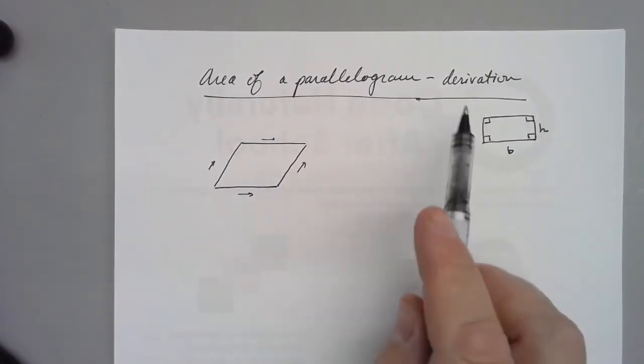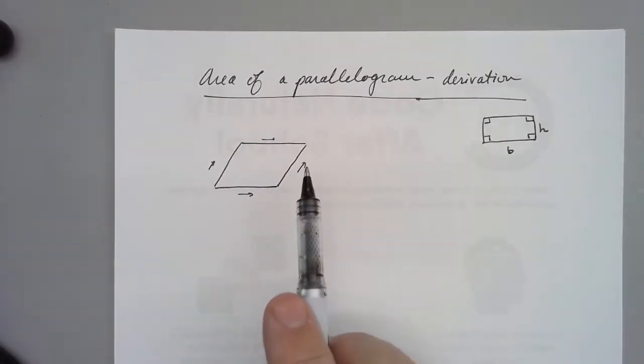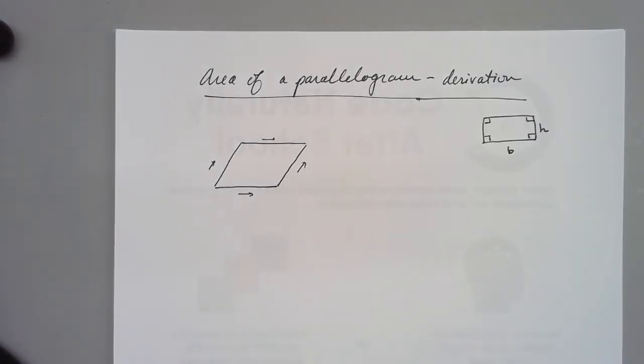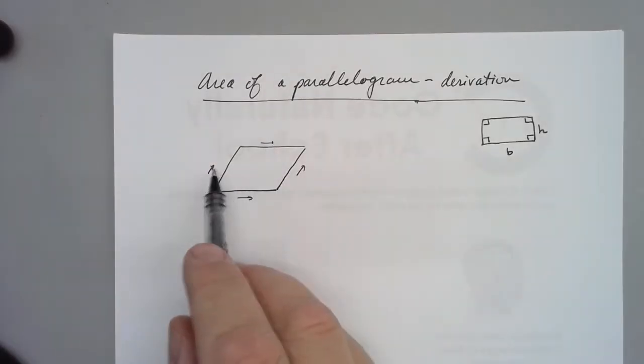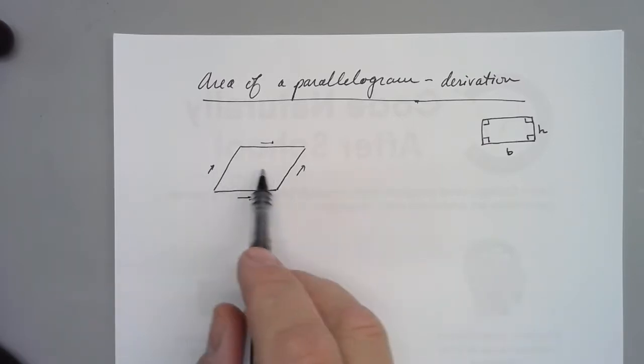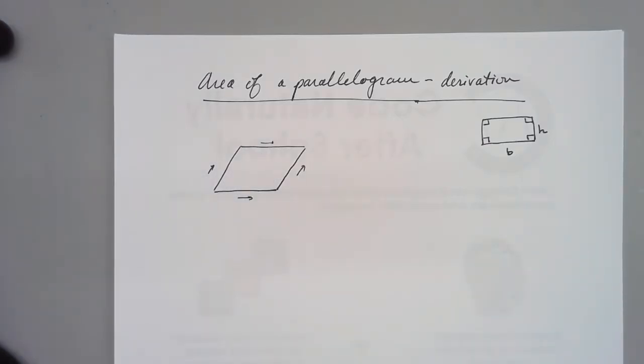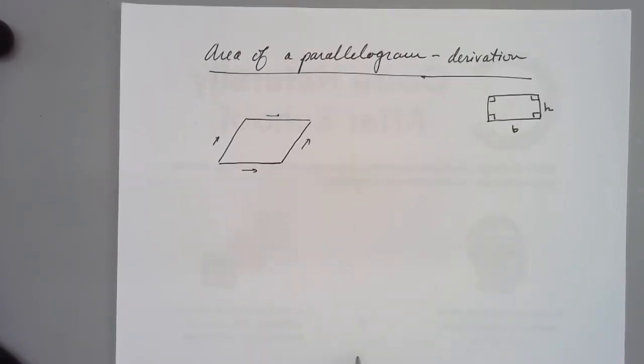In this video, we're simply going to look at the derivation of the area formula for a parallelogram. And then in the next video, we'll do a few problems putting that formula to work. So as you recall, a parallelogram has two pairs of parallel sides, as I've indicated here with these arrows. These are parallel. And the strategy for deriving the area formula for a parallelogram is quite clever.